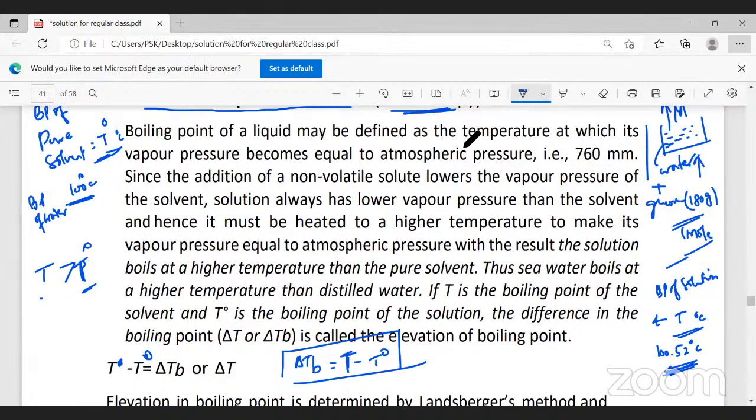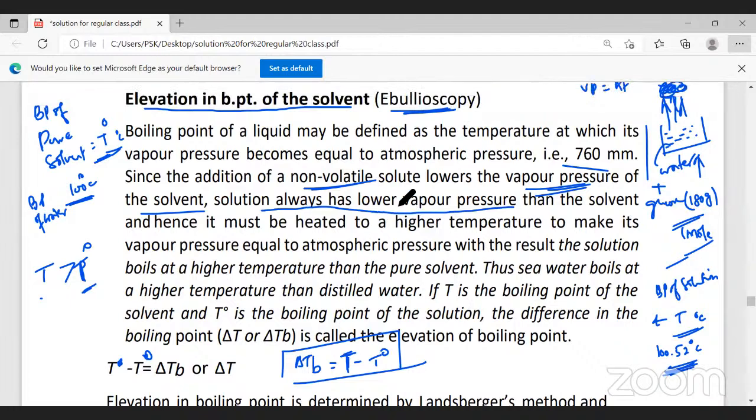Boiling point of a liquid may be defined as the temperature at which the vapor pressure becomes equal to atmospheric pressure. I taught you that this is 760 millimeters of mercury. Since we have added a non-volatile solute, here glucose, what happens? The solution always has a lower vapor pressure.